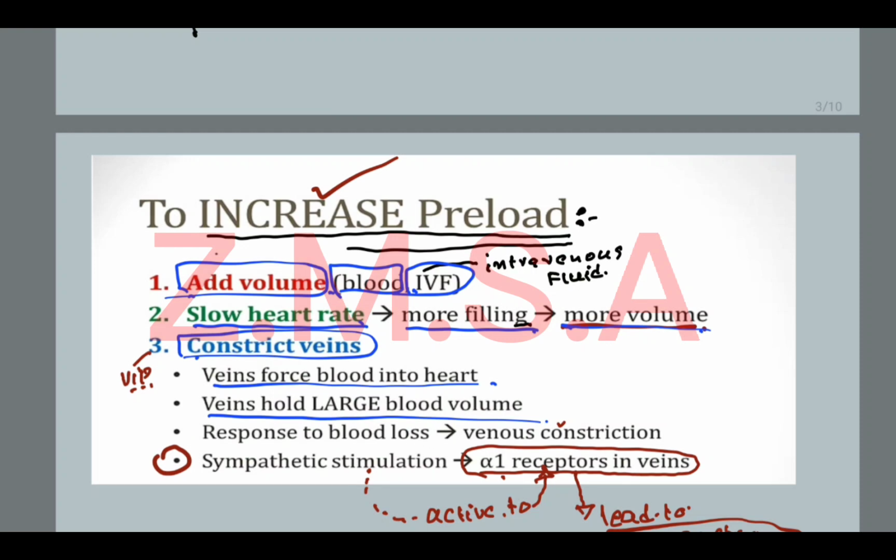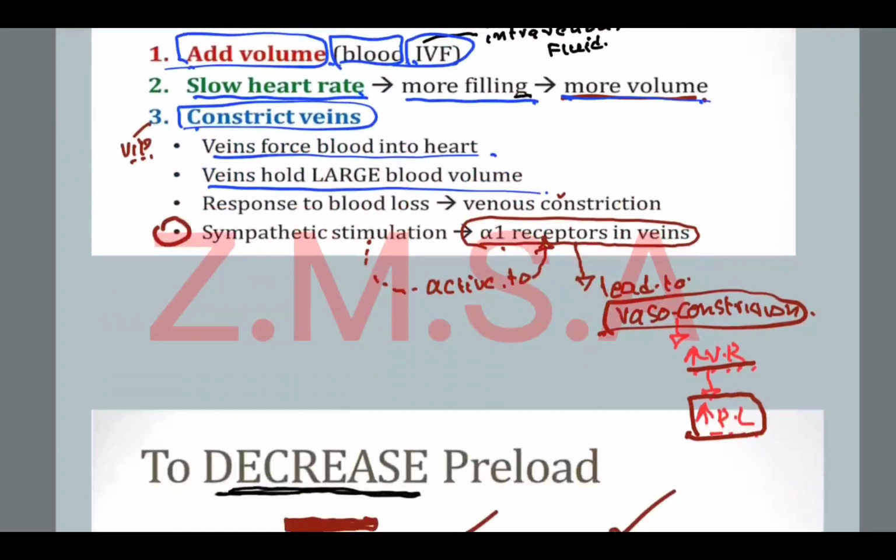Okay, this concept is like that. For example, vasoconstriction. When it leads to vasoconstriction, the venous return is increased. When the venous return is increased, the preload increases. And here's the most important concept regarding physiology: sympathetic stimulation. In the body, sympathetic stimulation activates the alpha-1 receptor, which is already present on the vessels. When the alpha-1 receptor is activated, it leads to vasoconstriction. By vasoconstriction, venous return increases, and when venous return increases, preload increases.